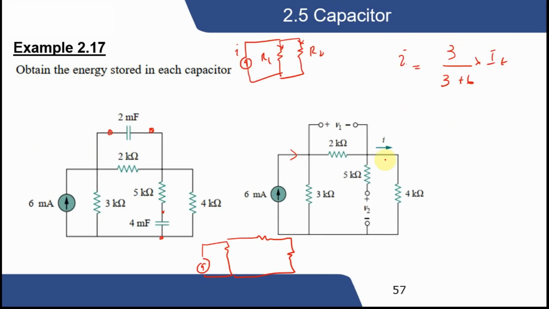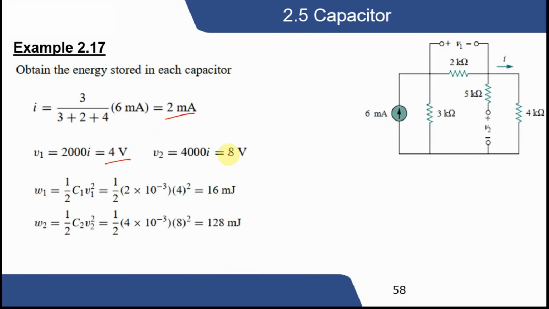And what is the current going through this one? How to calculate the voltage across this network? If we calculate the voltage across these nodes, it is equal to the voltage across V2. Remember that when this is open, the voltage across this point and this point is equal to the voltage across the 4 kilo ohm resistance. So we have 4000 I, and I is 2 milliamperes. This becomes 8 volts. So already we have 8 volts.